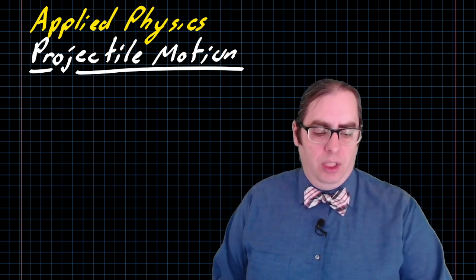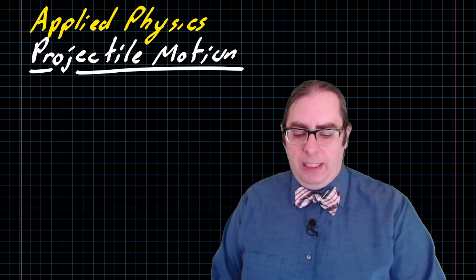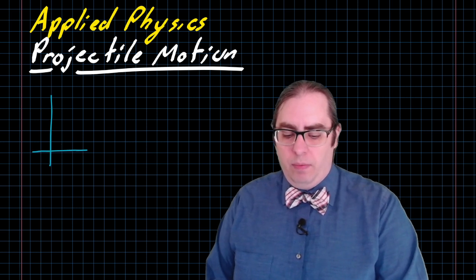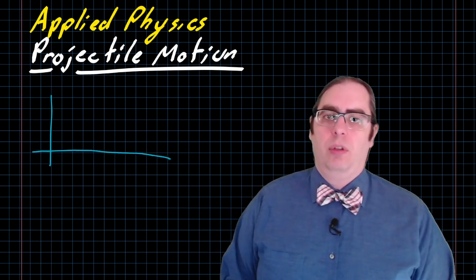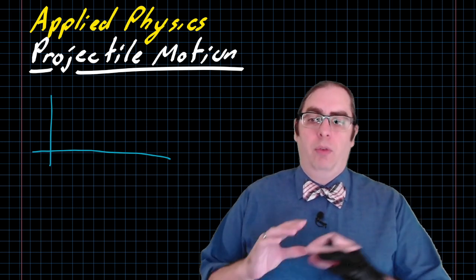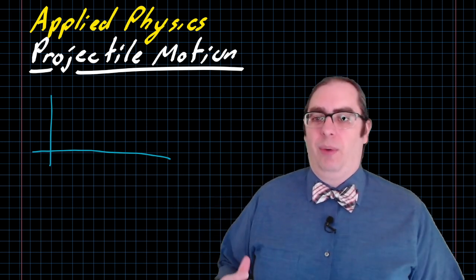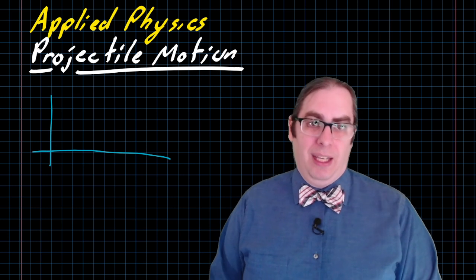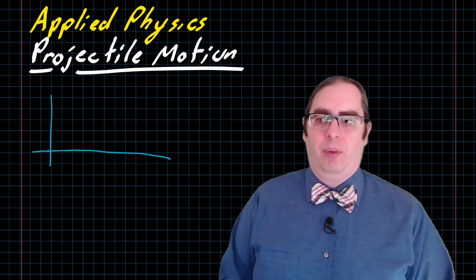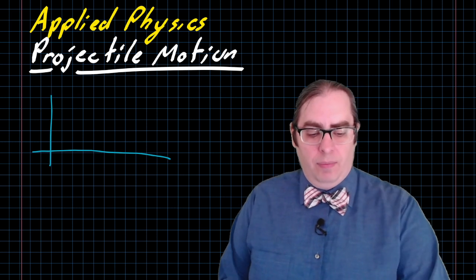Projectile motion is, almost by definition, the idea of motion in two dimensions. Previously, we've studied motion in just one dimension, moving left and right where acceleration usually isn't a big factor, or moving up and down where you have to deal with the acceleration of gravity.